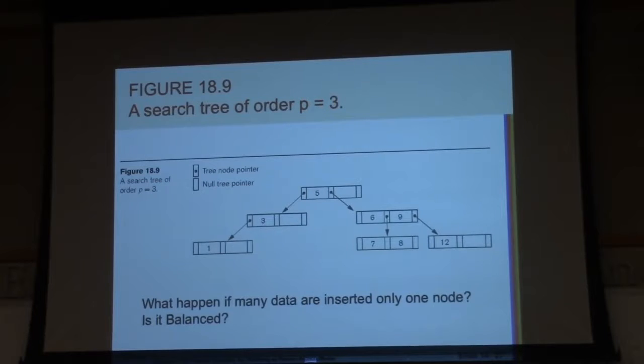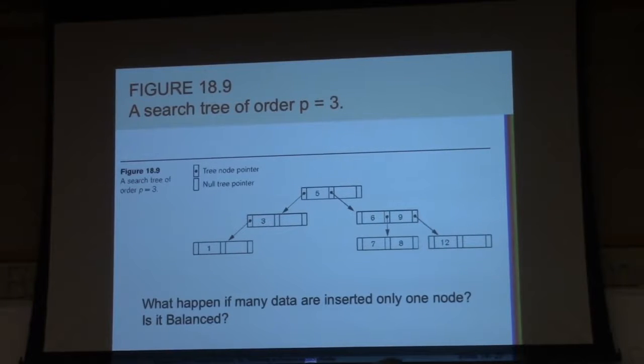So 3 plus 1. What about 12? 1, 2, 3, plus 1, 4. Okay? And what about the 1? 1, 2, 3, plus 1. So you can calculate how long it takes. The search tree is straightforward, easy to understand, and also easy to implement.